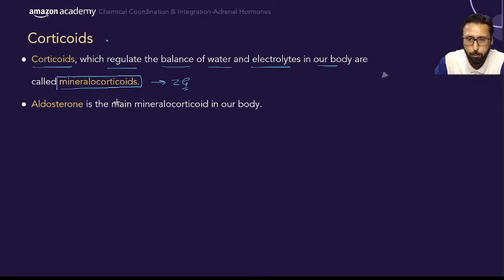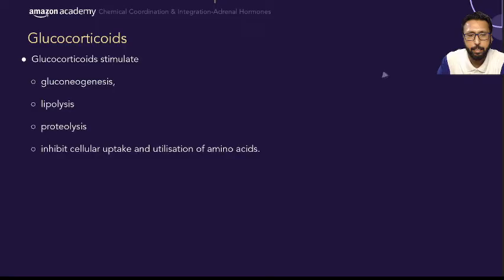So these hormones regulate the water balance and the electrolyte balance, meaning they are acting on the minerals. That's why they are known as mineralocorticoids. For example, aldosterone is the most important mineralocorticoid. What will it cause? It will cause sodium ion reabsorption followed by water reabsorption.